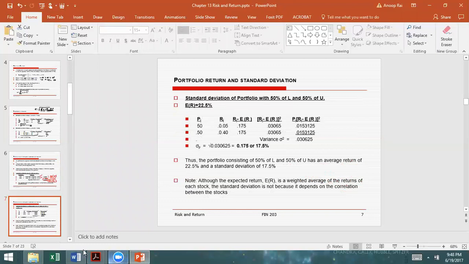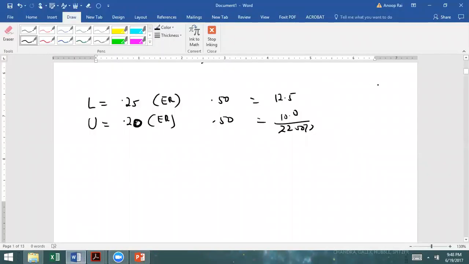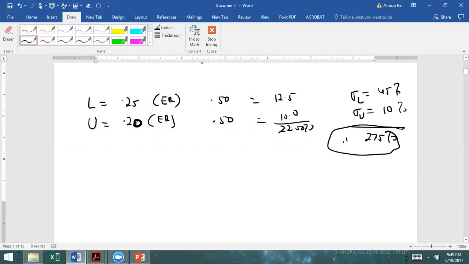Now, what about the standard deviation? The standard deviation of L was 45. Standard deviation of U was 10%. Can we say if we hold 50 and 50, it'll be 55, therefore it'll be 27.5%? Just like we did with the mean, just take 50% each. And therefore, if this is very risky and this is not risky, it'll somewhere lie in between. Unfortunately, that is not true.